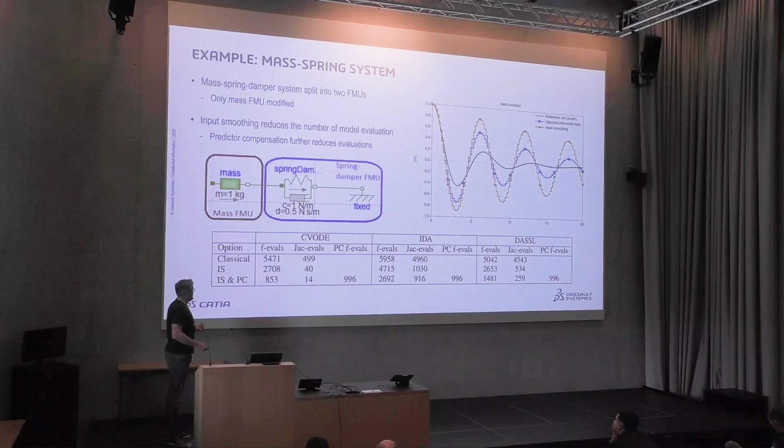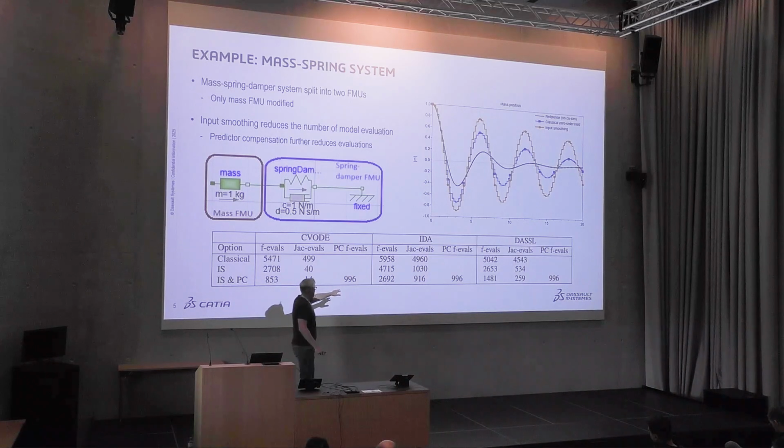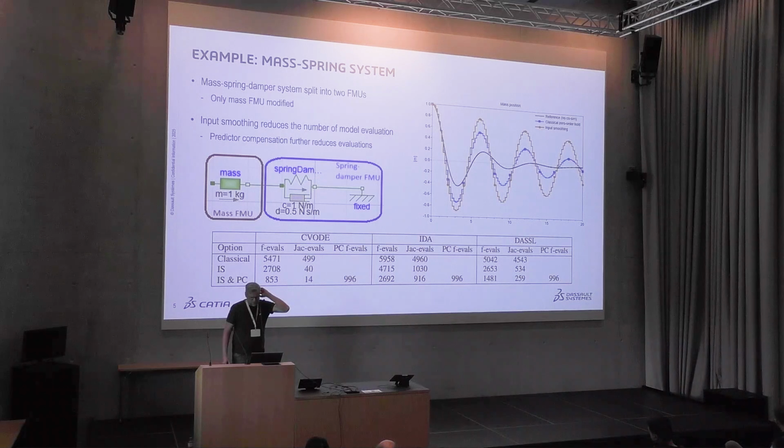If we also add predictor compensation to help the integrator, we can reduce the number of Jacobian evaluations even further, and also the number of function evaluations. There is, of course, some cost, because we have to approximate the directional derivative. So there is some extra cost, but it pays off in this case.